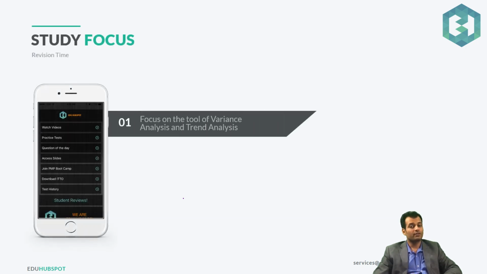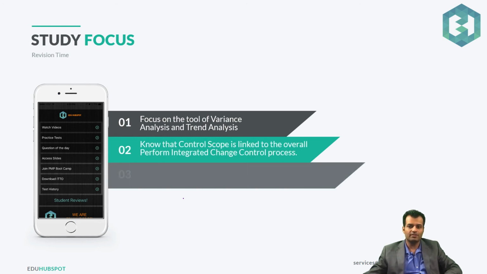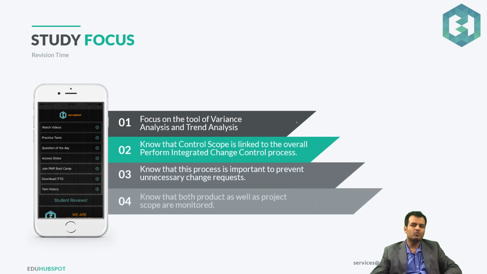Finally, let's do a quick revision of this process. So whatever things we did, focus on the tools: variance analysis and trend analysis. Remember, variance analysis was planned versus actual, and trend analysis was the stock market example which I gave. Know that control scope is linked to the overall perform integrated change control. So all of these control processes are actually linked to the perform integrated change control process. So if there is an issue, it has to follow a proper change control process. Know that this process is important to prevent unnecessary change requests.